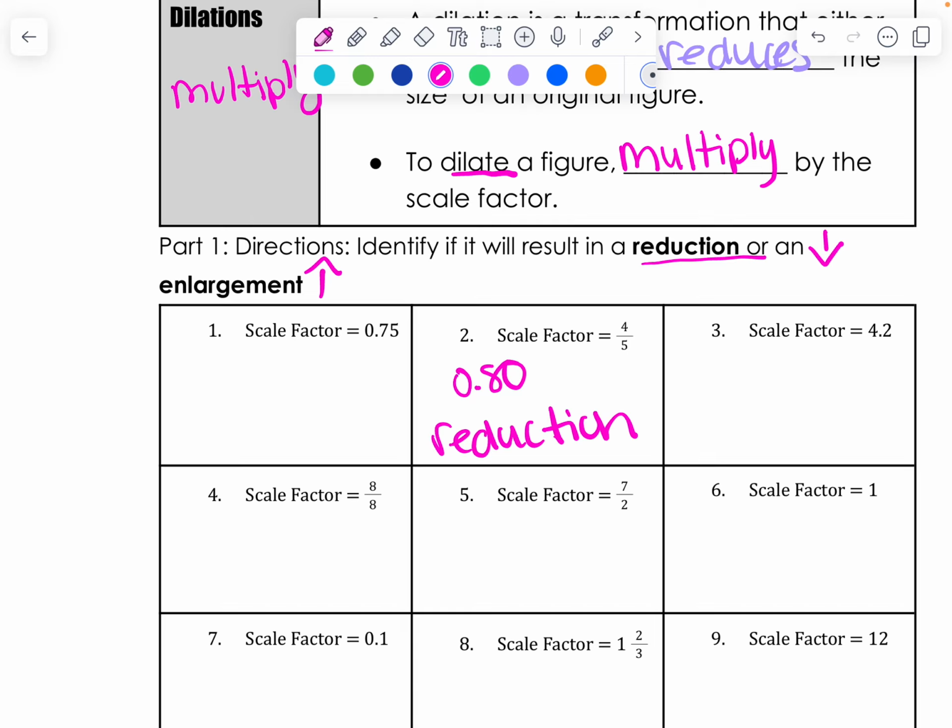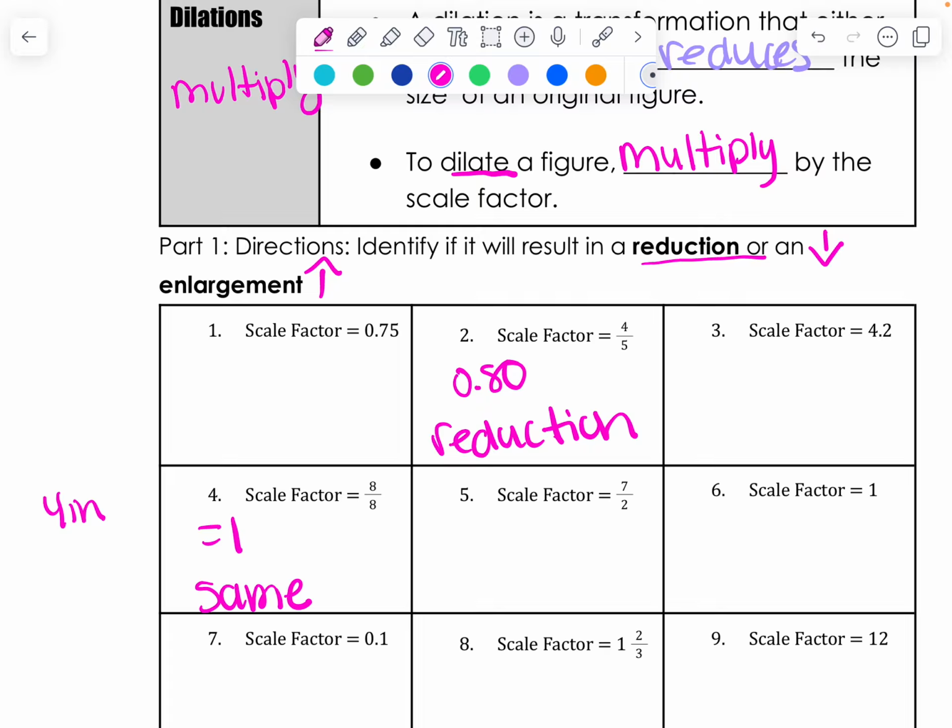Okay, let's look at example 4. I know that 8 divided by 8 is going to give me 1, like a whole dollar. So when my scale factor is 1, the picture is going to stay the same. Think about if I have a square that is 4 inches. If I multiply that by 1, 4 times 1 is 4, so the dimensions stay the same.